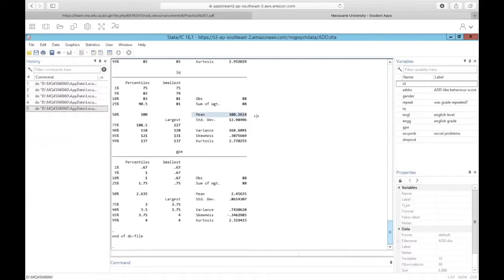Again, the summarize command isn't going to tell you the mode, but if our median is 100 and our mean is just at about the same place, we can assume that our mode is going to be around that value as well. Right? We can also see that this variable has some variability to it. 12.98 is our standard deviation. So that looks good.